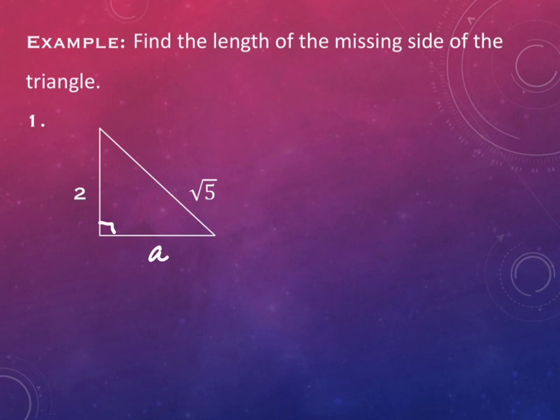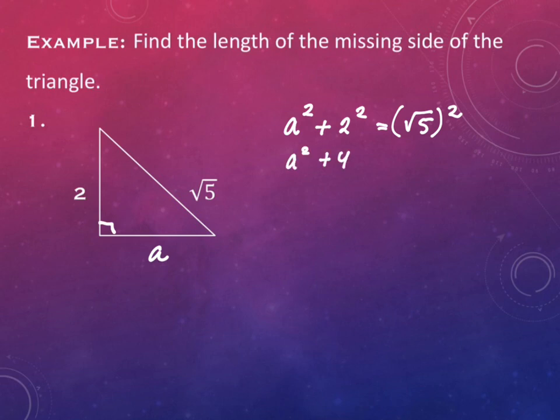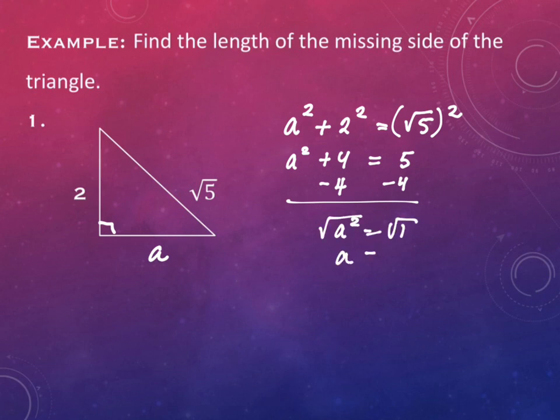With the Pythagorean theorem, we would set this up so that the unknown side is a squared. The other leg is the 2, so it's 2 squared. And then the hypotenuse is square root of 5, and we would square that. With each of those pieces, 2 squared is 4, square root of 5 squared gives us just 5. And if we subtract, a squared is 1, and a would then be 1 as well.